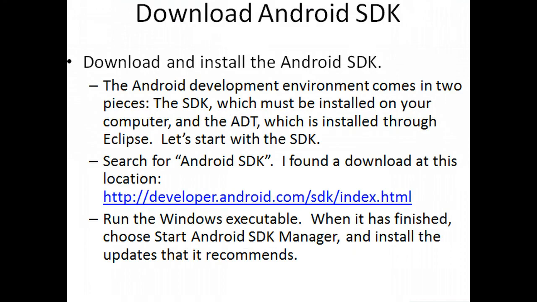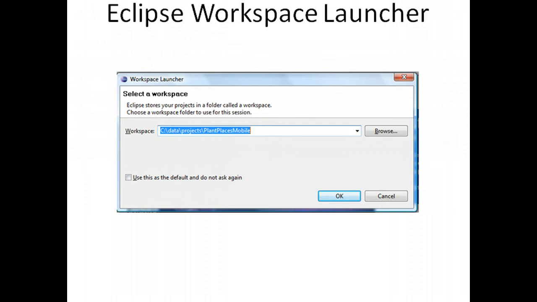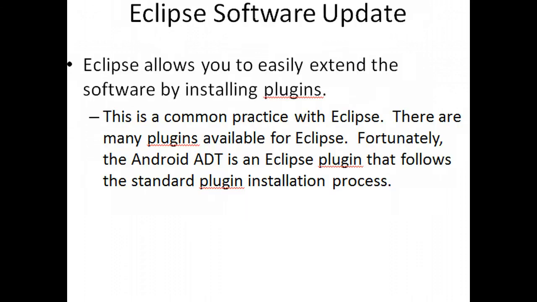Okay. Run the executable, install it, and so forth, just as the instructions indicate. So we've installed Java, the JDK. We've unzipped Eclipse. We've installed the SDK. Now we need to run Eclipse. So again, where you've unzipped Eclipse, double-click on the eclipse.exe and select a workspace, just as I have here. Here's an example of a workspace. Now, a couple more steps to go. We're not out of the woods just yet.